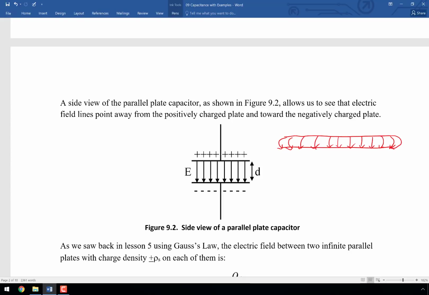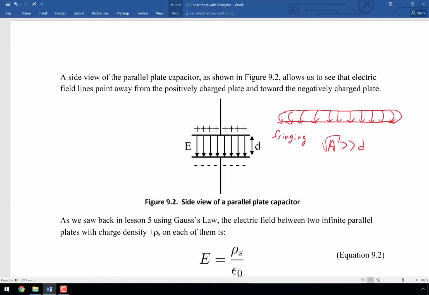So while I've shown those lines being totally parallel in figure 9.2, be aware that if the surface area is not infinite, then there is some bending, or some fringing we call it. Fringing of those fields near the edges is going to change the capacitance calculation just a little bit, but we're going to assume that it's an infinitely large plate. In practice, that means the surface area is much, much larger than the distance between the plates. And I suppose it's not really fair to compare an area to a distance, so I would say the square root of the surface area is much, much larger than the distance.